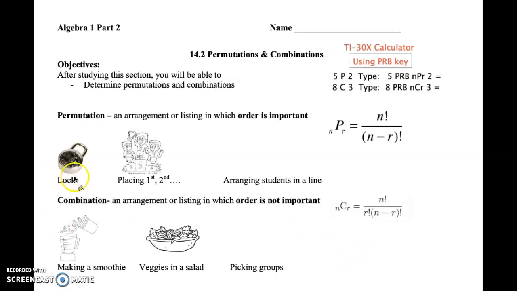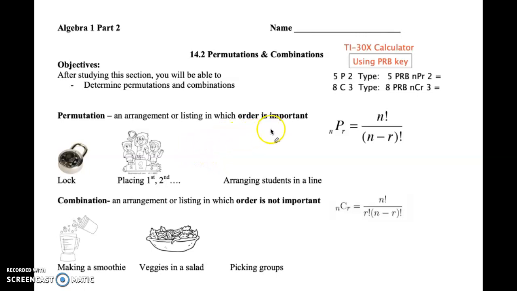I know it's called a combination lock, but if you have a lock, it's really important that you know the numbers in the lock. The order you enter those numbers in means something. If you're in a race, first, second, third, that order means something. If you arrange kids in a line, who's first, second, third, when you're in elementary school, that order meant something. You wanted to be the line leader or the caboose.